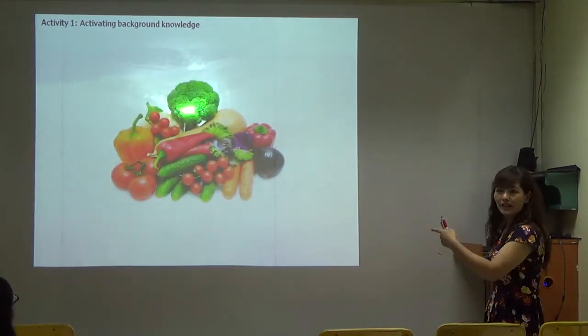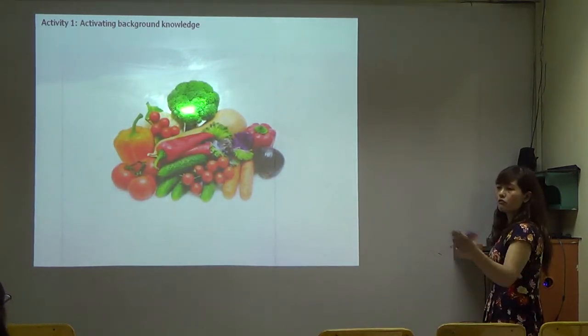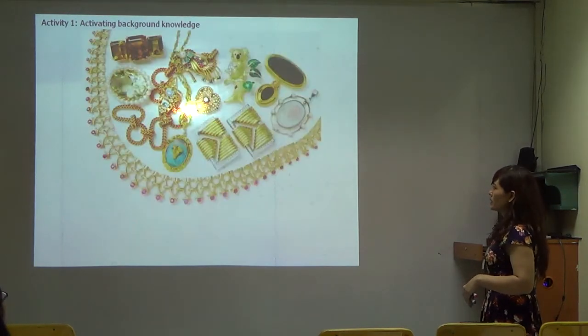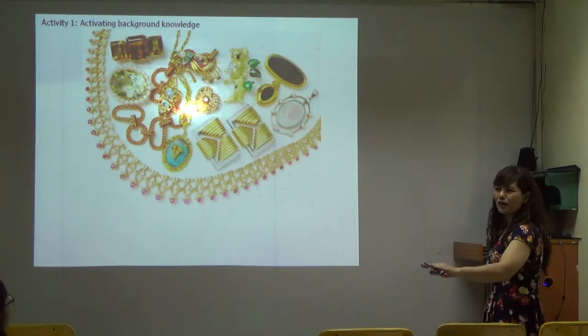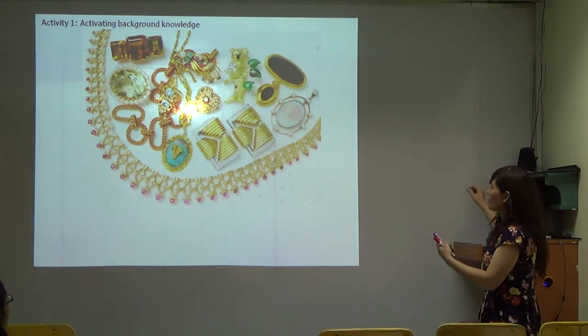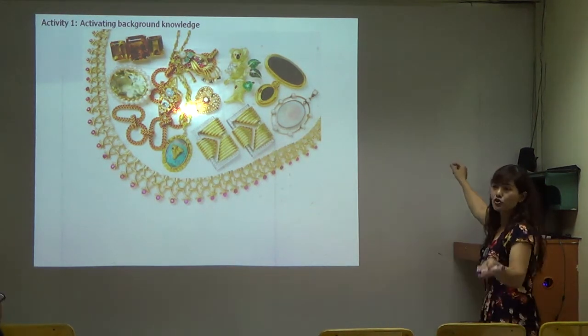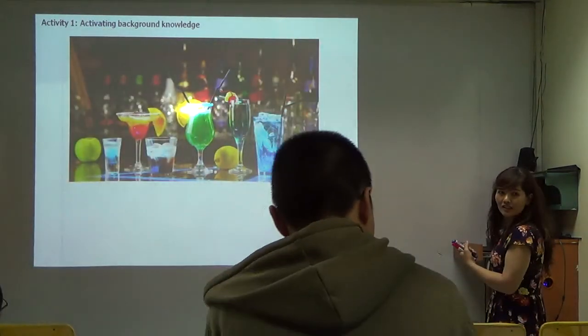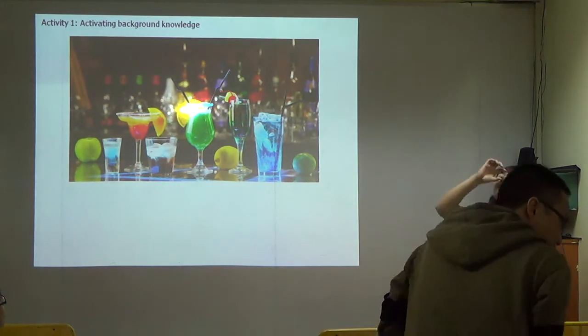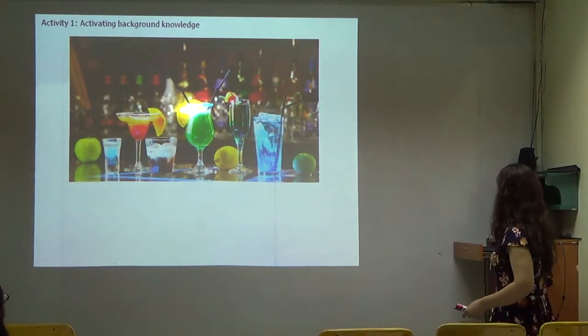And the next topic is? Vegetables. Vegetables. Good. Next topic? Jewelry. Kind of hard. If you are a beginner, you don't know the word jewelry. Rings. So I will teach you the word jewelry. Jewelry. And the next one? Drinks. Good job.